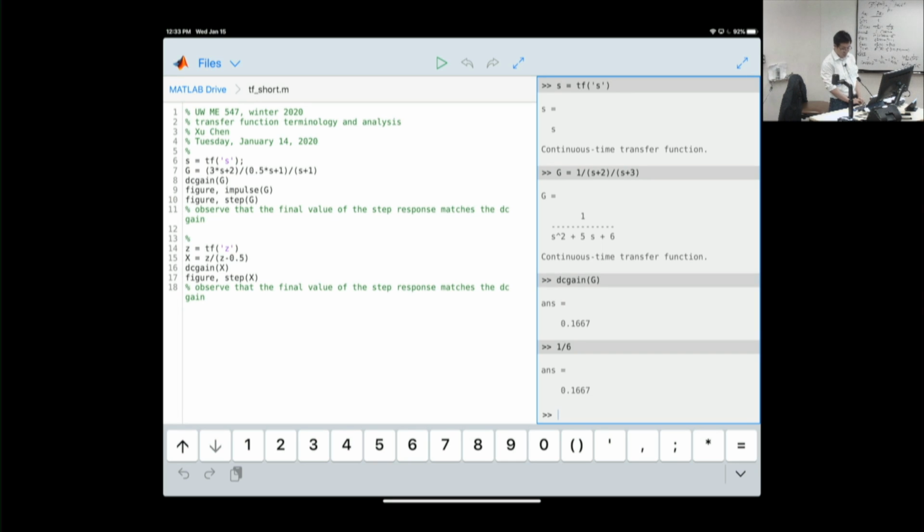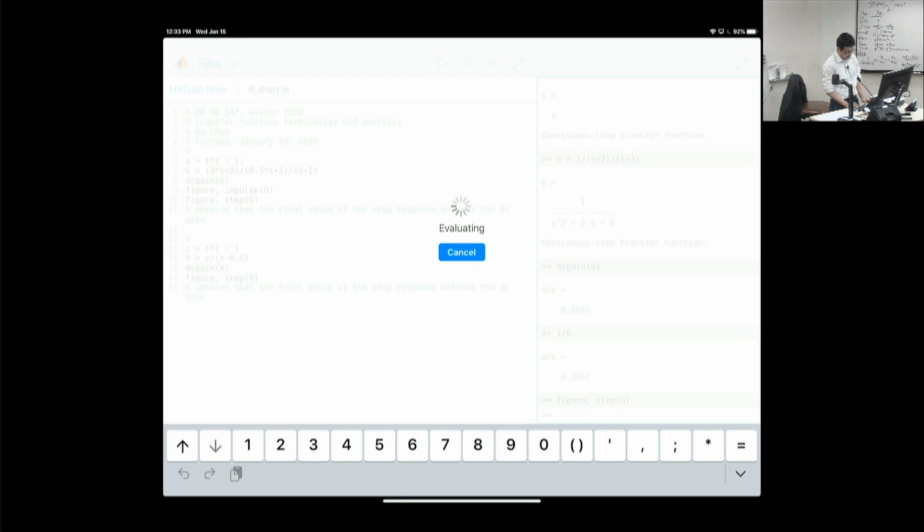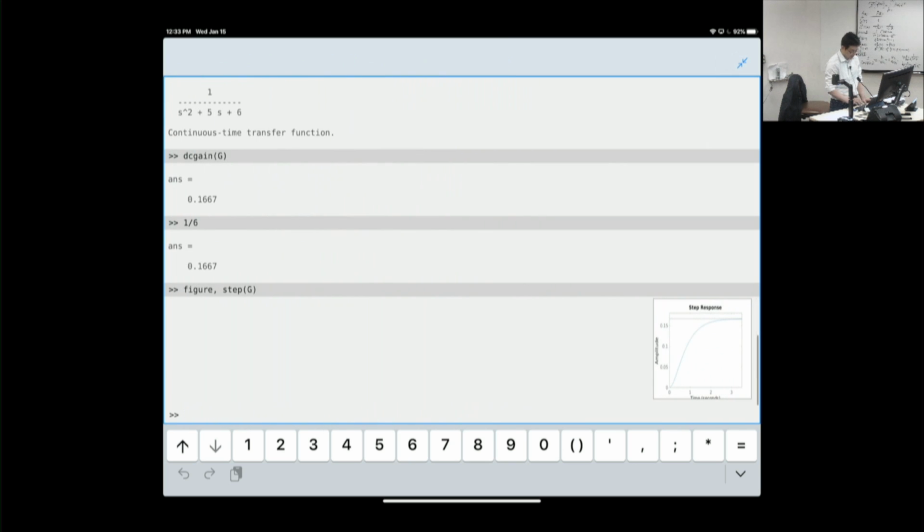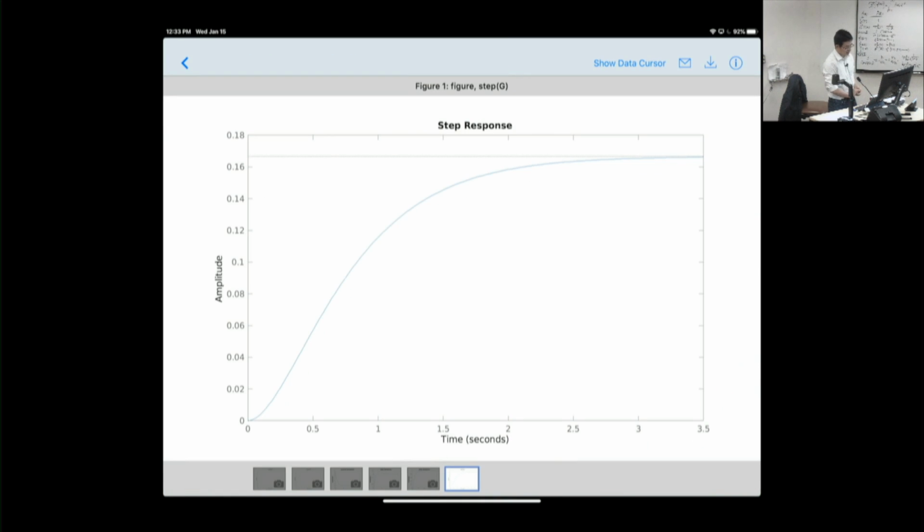So it's 0.1667. So that's a match. And then you can do many things. For example, if you want to know the step response. So we show the picture over here. Let's check what is the step response for G. So it gives us the step response over here. What did we say the DC gain? It's 1 over 6. It's 0.1667. You see what is the final value here? 0.1667. So exactly, that's giving us the DC gain concept.